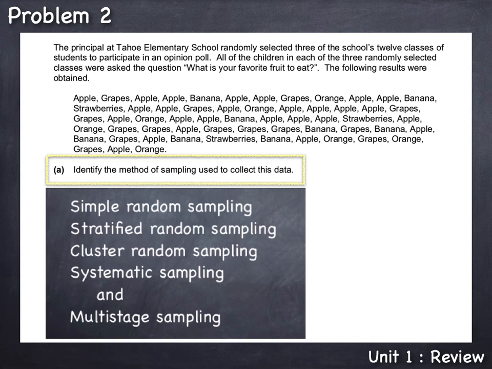Cluster random sampling takes the entire population and breaks them into natural subgroupings. But here the random selection is done to the groups. And then whichever of the subgroups are randomly selected, each and every member of that subgroup is then included in the sample.